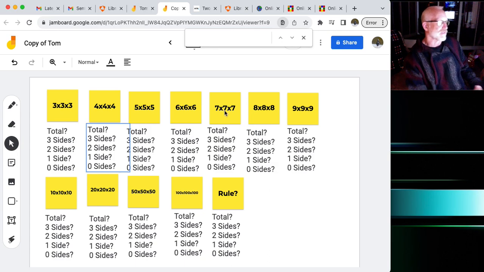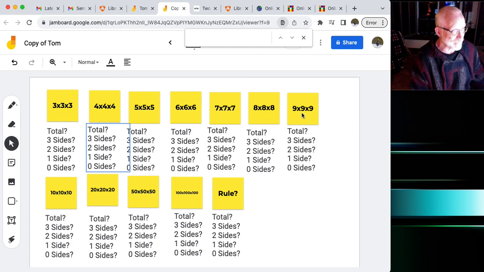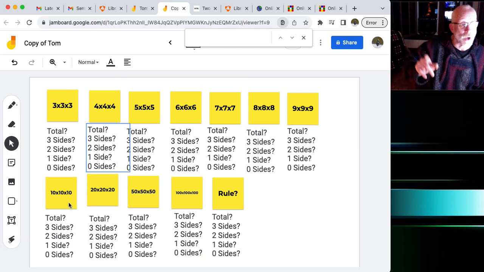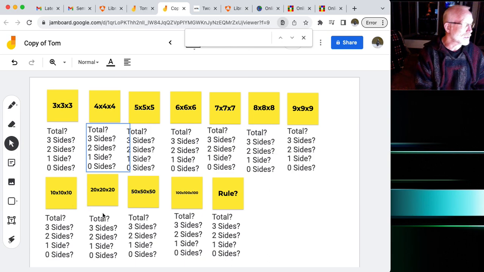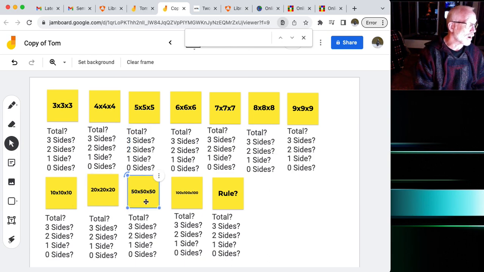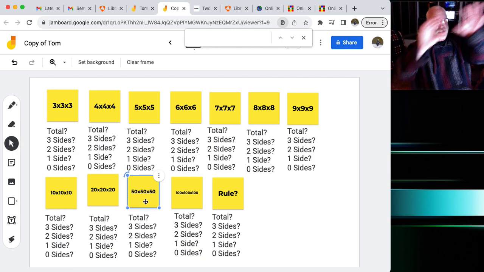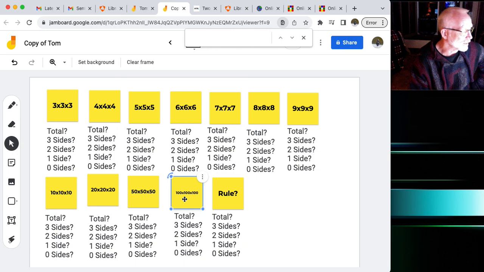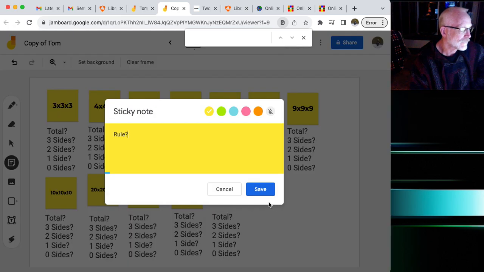We'll extend this to 7 by 7 by 7, 8 by 8 by 8, 9 by 9 by 9, 10 by 10 by 10. Then we'll jump from 10 by 10 by 10 all the way to 20 by 20 by 20. From there, all the way to 50 by 50 by 50. Jump to 100 by 100 by 100. And then, can the kids come up with a rule that will fit any cube to determine the total number of cubes, the number of cubes painted on 3 sides, 2 sides, 1 side, 0 sides? Okay, and that's where we will close this investigation.